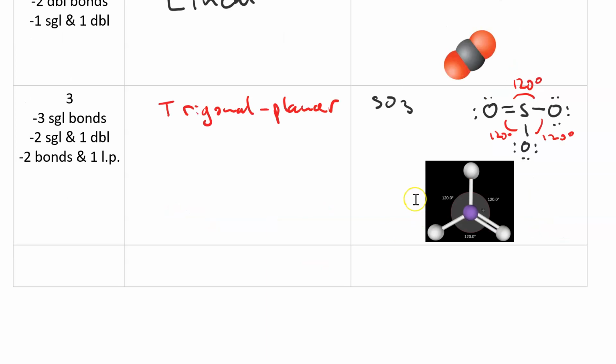So here's a nice little picture of what our sulfur trioxide molecule might look like, with the purple atom representing sulfur and the 3 white ones representing oxygen.